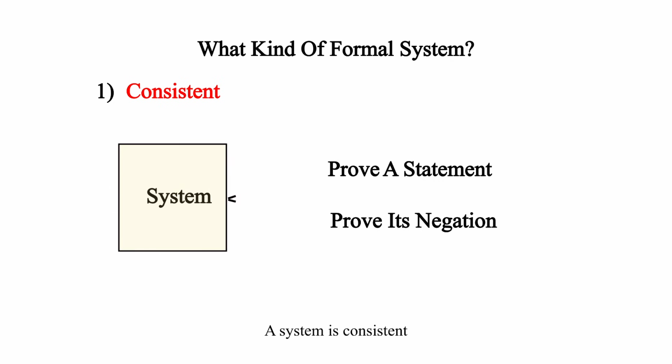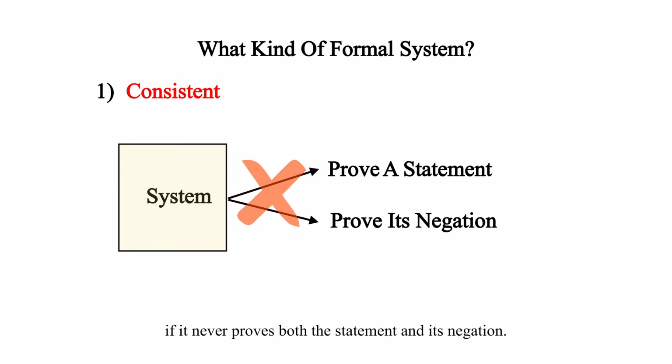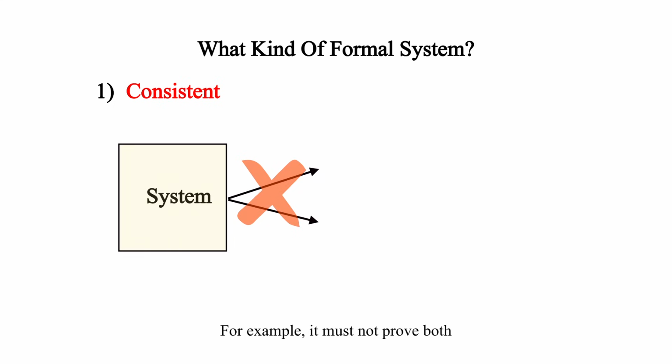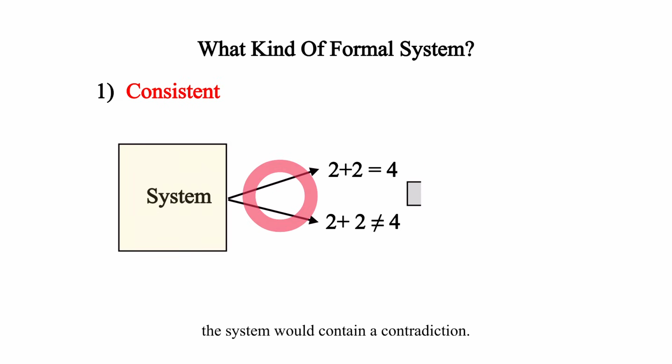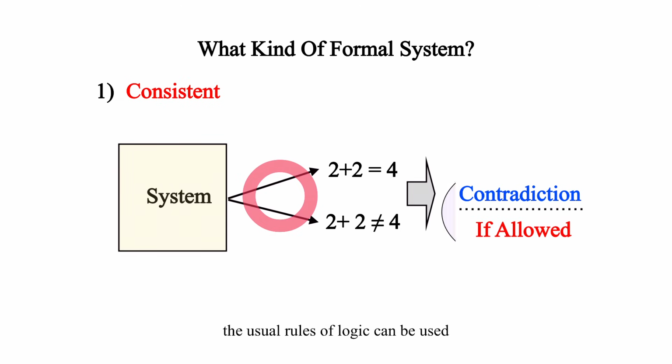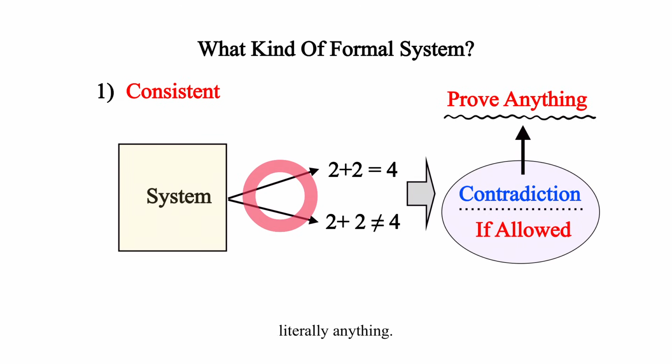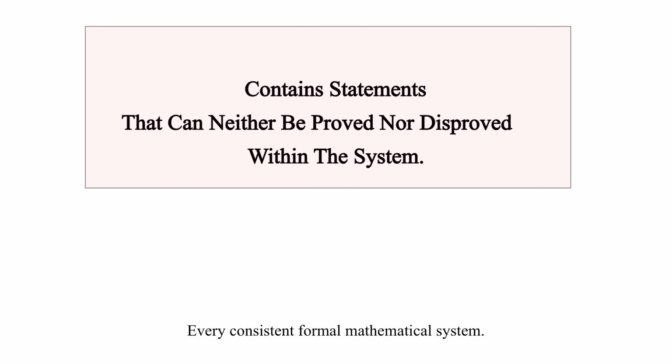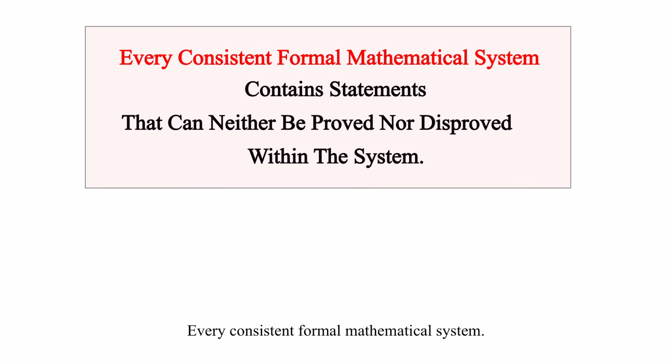A system is consistent if it never proves both a statement and its negation. For example, it must not prove both 2 plus 2 equals 4 and 2 plus 2 does not equal 4. If it could prove both, the system would contain a contradiction. And once a contradiction is allowed, the usual rules of logic can be used to prove anything, literally anything. So we have every consistent formal mathematical system.